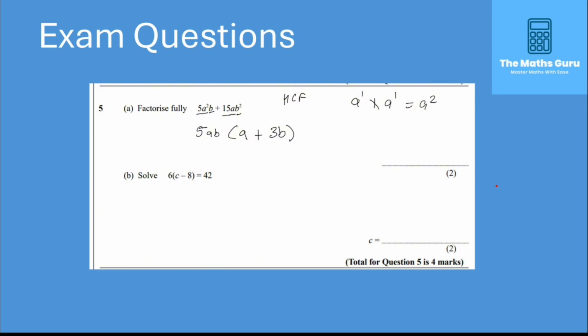6 bracket c minus 8 is equal to 42. First times the first term by 6, and then the second term, so 6c minus 48 is equal to 42. This is another equation like we've done before. So plus 48 on this side, plus 48 on this side. We get 6c equals 42 plus 48, which is 90. So c is equal to 90 divided by 6, which is 15. C is equal to 15.